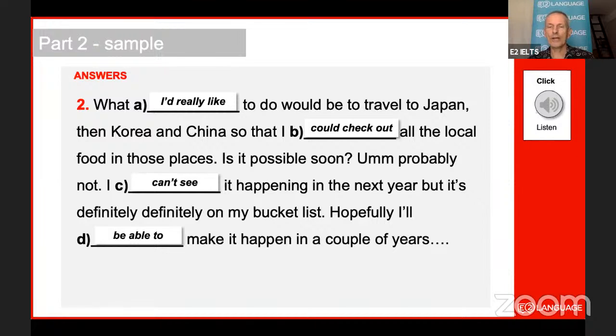Why it's could not, cannot. I can't see it happening. All right. What do you mean? You want to say I couldn't see it happening? No, it says I can't see it happening. That's more likely that it's not going to happen in the next year. So it's probably not going to happen. Well, I could do it in the next year, possibly, but not possible.